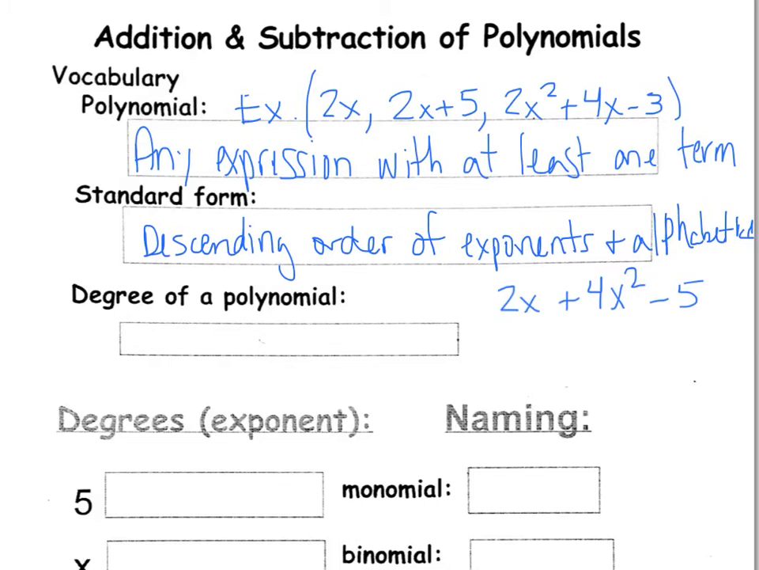And then the next one here is the degree of the polynomial. Another word for degree is exponent, and you can see it down here below. The degree of a polynomial is the exponent of the polynomial. So whatever the highest exponent is, that is what the degree is. So highest exponent of polynomial.